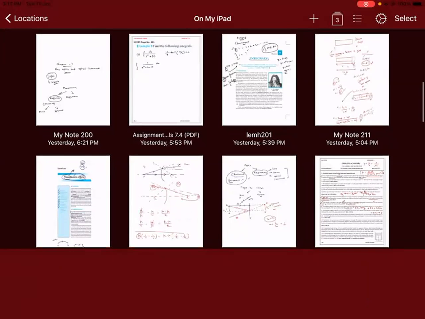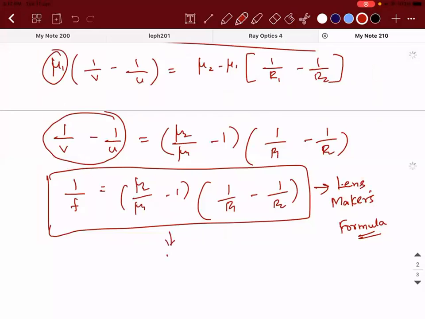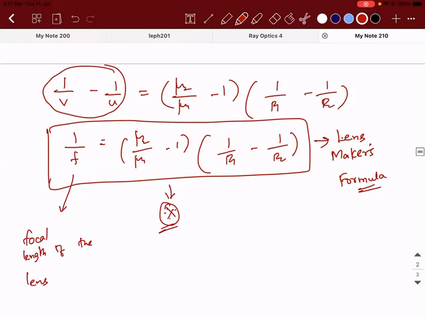Right. This we call the lens maker's formula, where 1 by f is the focal length of the lens material. See, a lens need not be made up of glass always. It can be made up of some material like water. We sometimes have a transparent surface which is filled with water or oil, something like that.